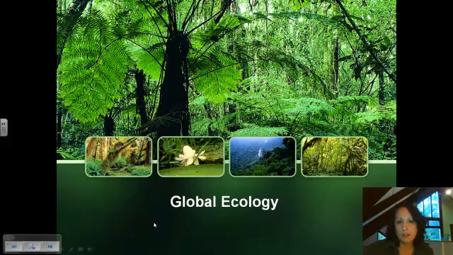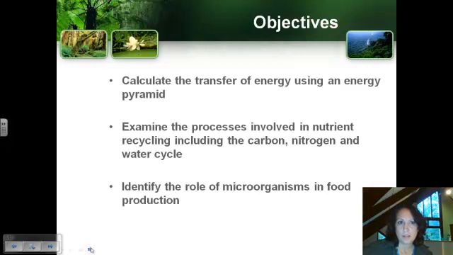Okay, our next unit is global ecology, and we have 3 objectives, although the first one we've already done, is to calculate the transfer of energy using energy pyramids, and that's that 10% rule. What we're going to focus on today is examine the processes involved in nutrient recycling, including the carbon, nitrogen, and water cycle. And then our last objective is to identify the role of microorganisms in food production.